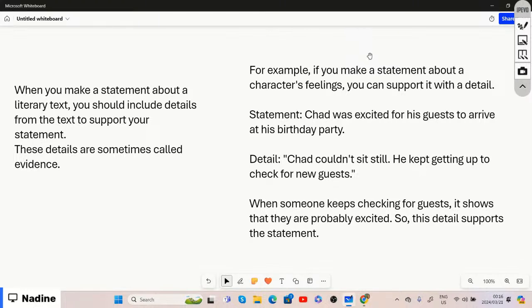Remember, we said also with opinions, we have facts. And facts are something that, if you go to the internet, it needs to agree that what I'm saying is the truth. There needs to be evidence to support the fact that what you're saying is true. So when we make a statement about the literary text, you should include details from the text to support your statement. The details are sometimes called evidence. You need to show your evidence.